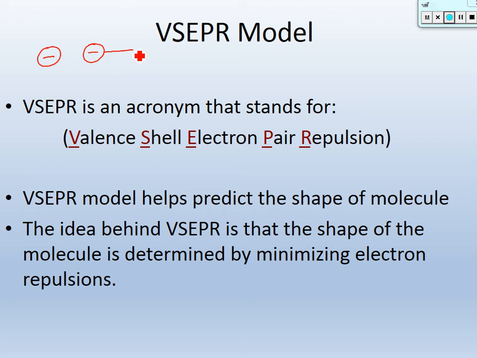Do electrons like each other? They don't. Like charges repel each other. And that's the whole main idea behind the VSEPR model, is we try to minimize the electron repulsion. Electrons will move so they are the farthest apart from each other that they can possibly get. And based on that, we can come up with a model of what these molecules will look like.